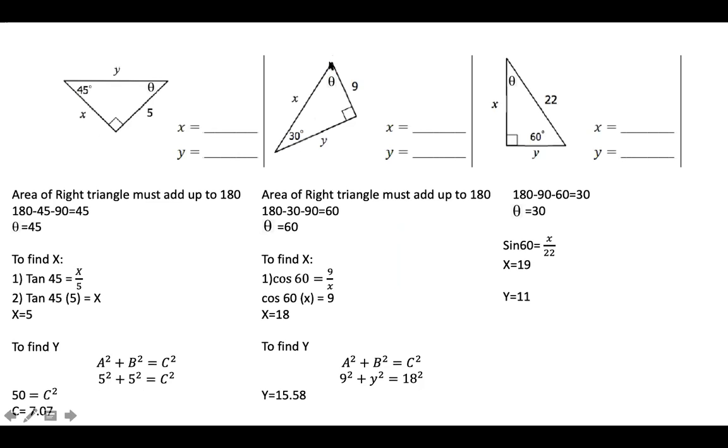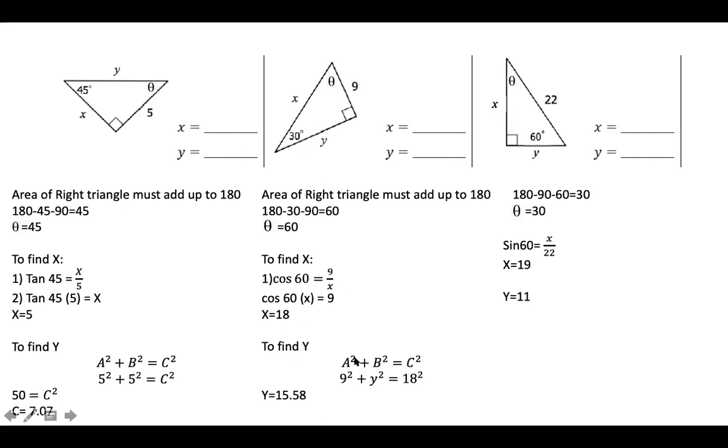The adjacent side in relation to this angle measurement will be 9. So I have 9 up here, the adjacent side will be 9, and the hypotenuse side will be x. Once again, I just solve for x, and I get a value of 18. So put 18 here.